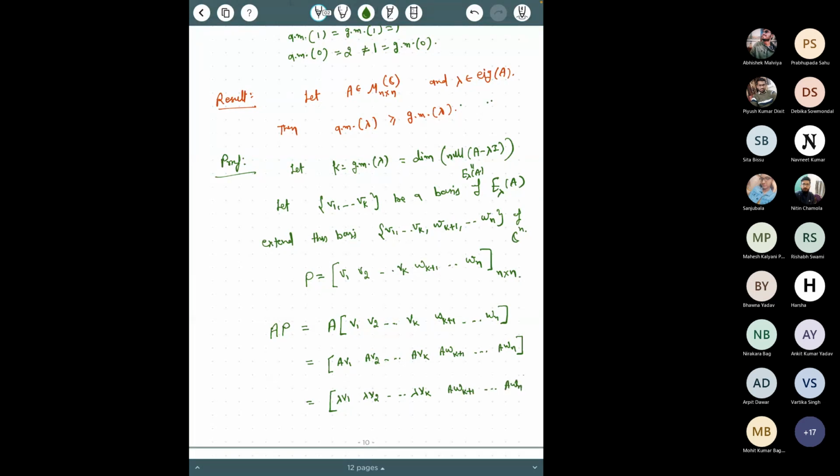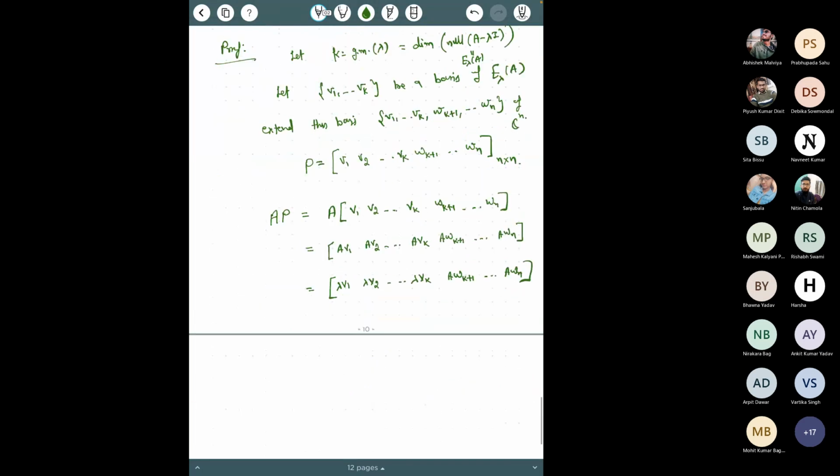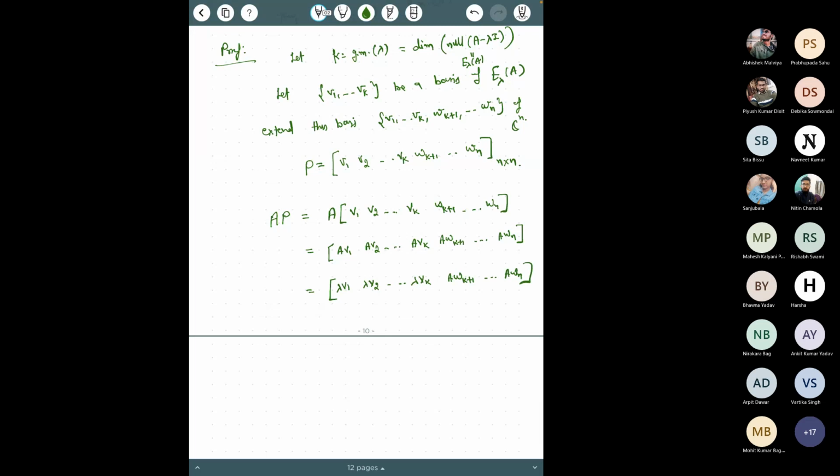Okay. Now you can verify that you can write this vector here as lambda times v1. See here, P is this matrix. It's an n cross n matrix.